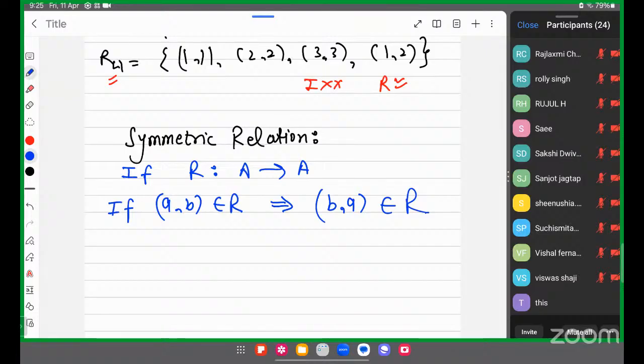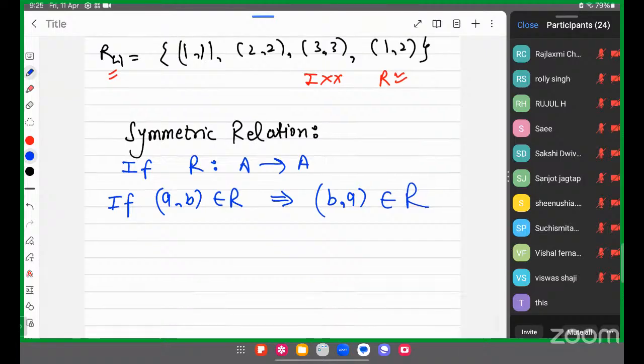Again, the question may be about an individual element, or the question may be about the overall relation. If it is about the overall relation, you have to check for all the elements. If there is at least one element for which symmetry does not hold, the relation will not be symmetric. It may be symmetric about individual elements, but the overall relation will not be symmetric. Let's take an example.